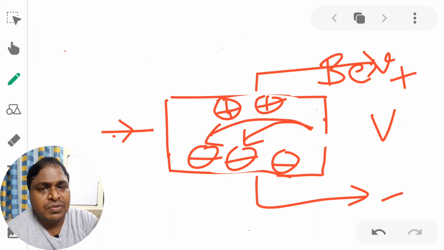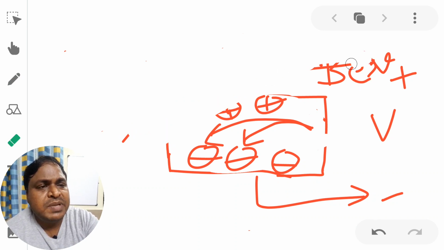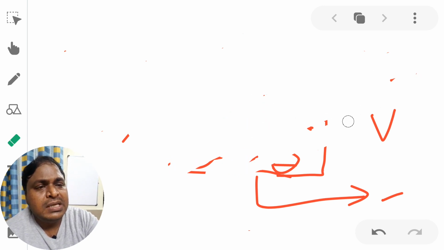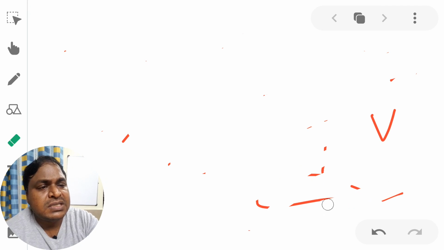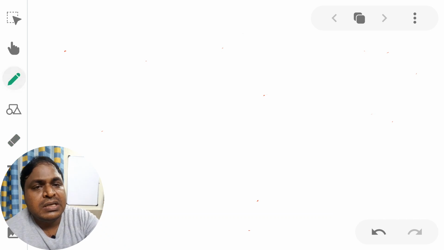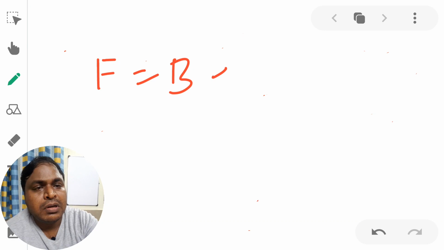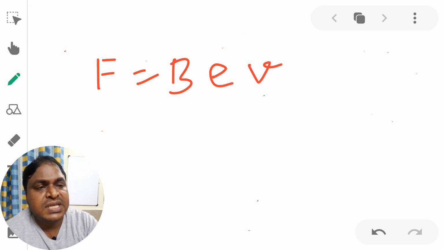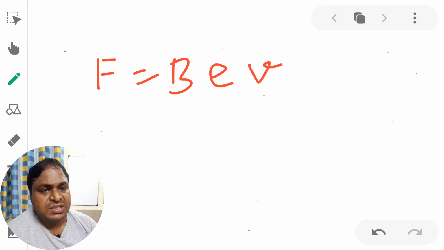Okay, now let's go for the equations. Now you know that the force experienced by an electron by the magnetic field is BeV. B stands for magnetic induction, e stands for charge of an electron, V stands for the velocity. And eventually you will have the electric field.